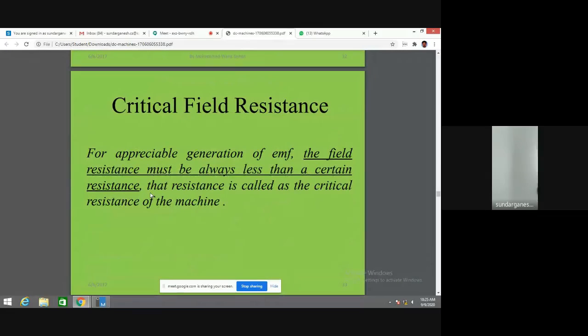There is an important terminology in DC machines: critical field resistance. You have to fix the field resistance so that the resistance value is less than a particular value. If the field resistance is higher, there will be no generation of EMF. So the resistance should be kept lower than a certain value, and that value is known as the critical resistance of the machine. This is only applicable for the field, not the armature.